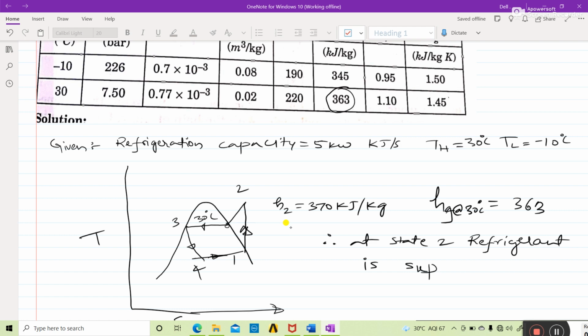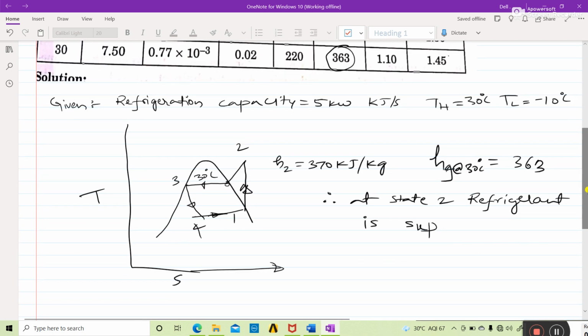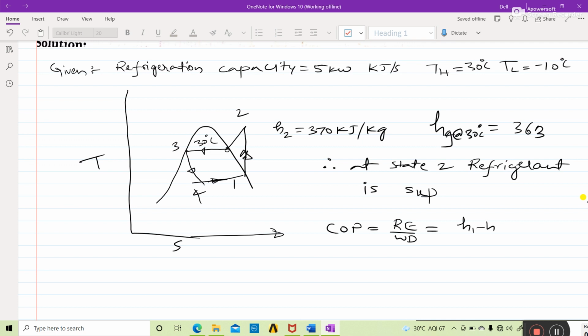What we have to find is the coefficient of performance, refrigeration effect and mass flow rate. COP is equal to refrigeration effect divided by work done. Refrigeration effect is nothing but heat absorbed during evaporation, that is H1 minus H4. H4 is equal to H3, therefore we can write it as H1 minus H3 also. Work done on the compressor is equal to H2 minus H1. Therefore COP is H1 minus H3 divided by H2 minus H1.